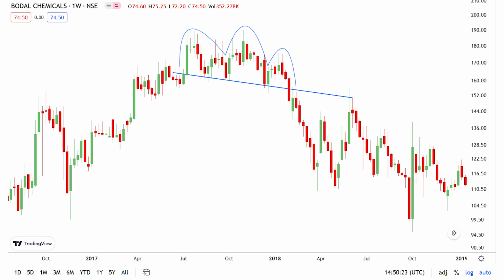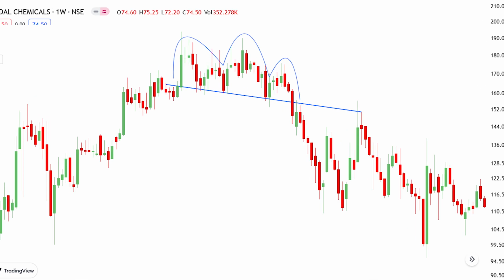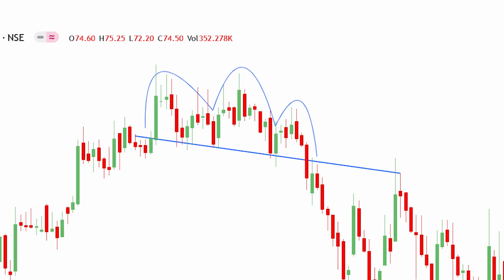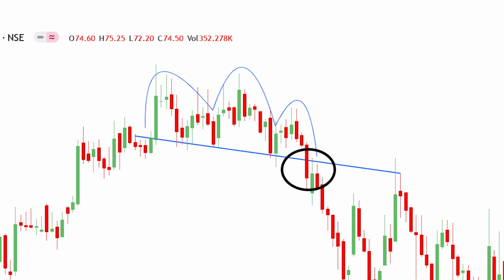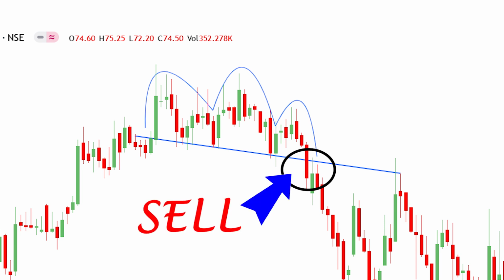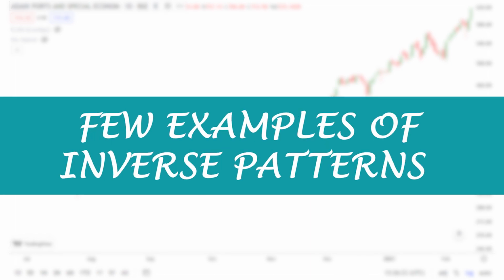This is another example of head and shoulder pattern. This is the chart of Bodil Chemicals. In this chart, you can see a big left shoulder, a big head, and a smaller right shoulder. And when you connect the two lows, then you get the neckline. And when the price breaks the neckline, then this is the confirmation of trend reversal and you can sell your stocks. Now let's see a few examples of inverse candlestick pattern.